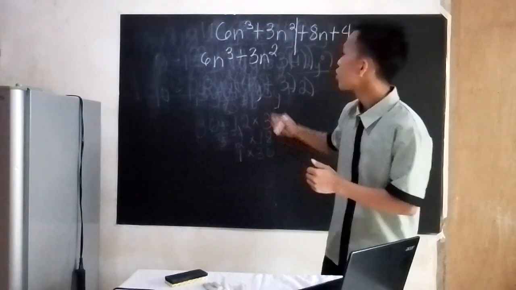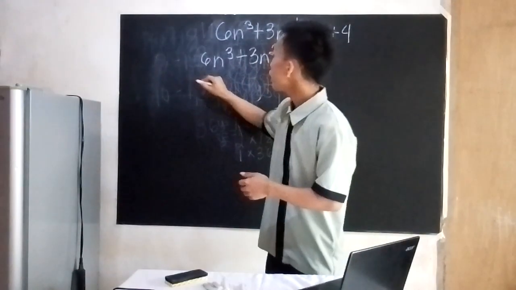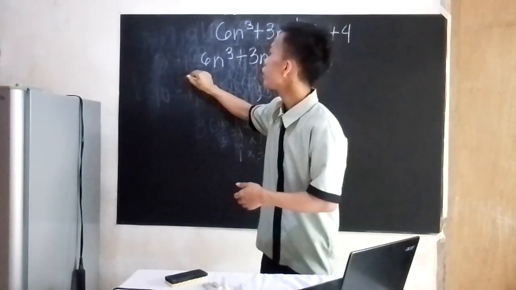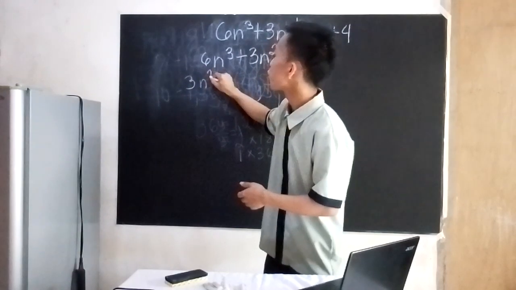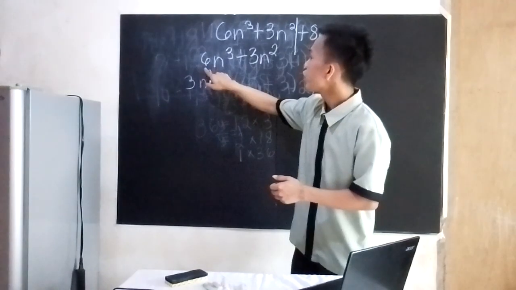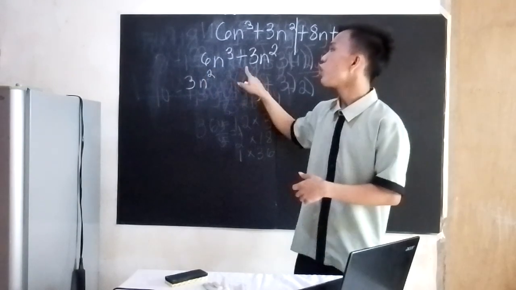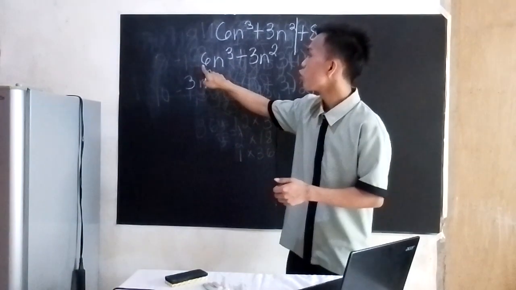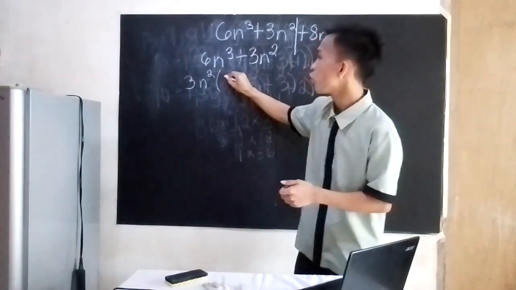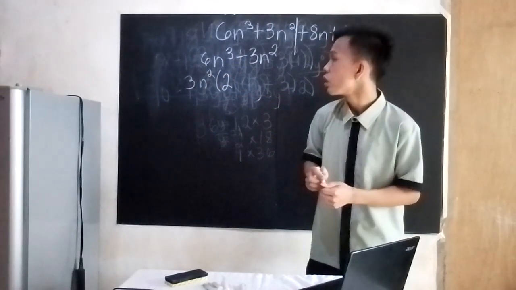So that's right. First, we are going to find the common factor. Just like what Mark said, the common factor in here is 3n squared. Why 3n squared? Because when you think of a number that is divisible by these two numbers, that is 3. So 6 divided by 3 is 2.